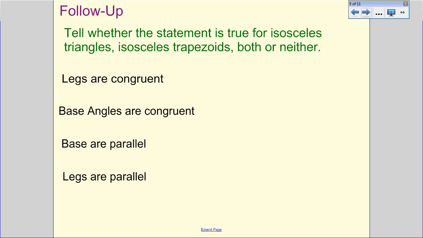So let's take a look at this follow-up. Tell whether the statement is true for isosceles triangles, isosceles trapezoids, both, or neither. So I'll do the first one with you. Legs are congruent. That is both. Because an isosceles triangle is defined as having two congruent legs, and that's how we define an isosceles trapezoid. So what I want you guys to do is I want you to finish now, and then we'll check those in class.